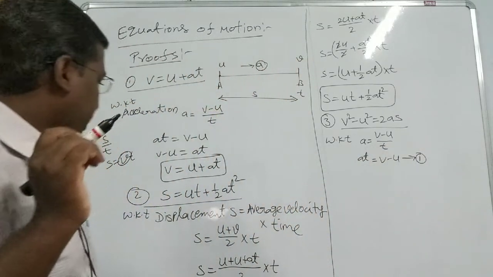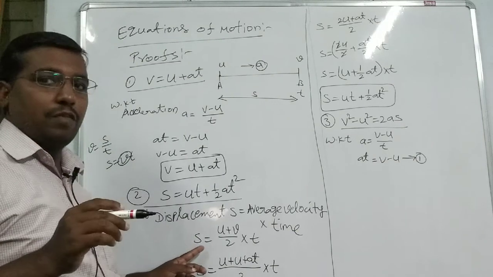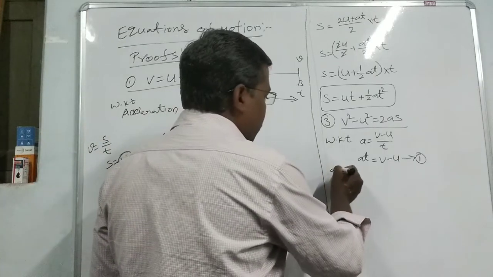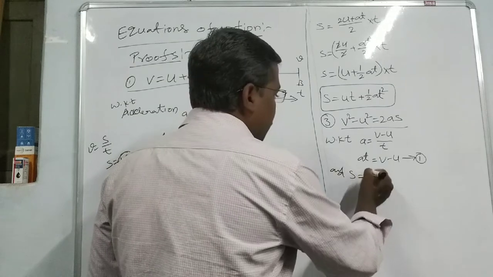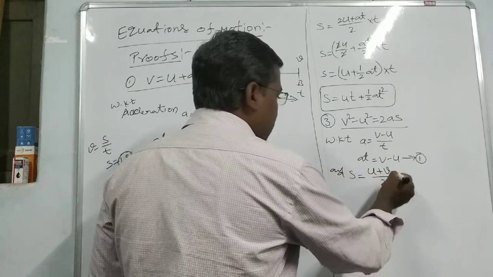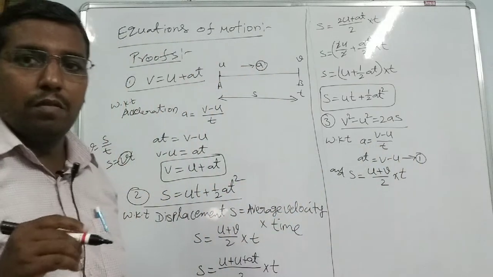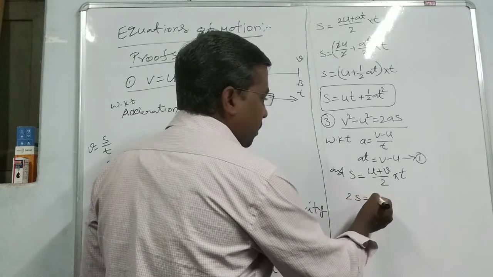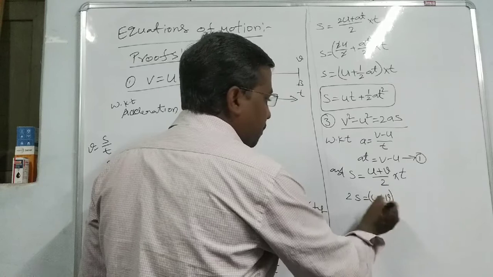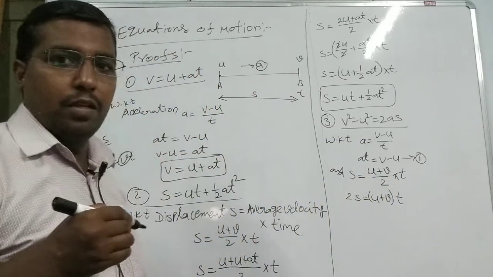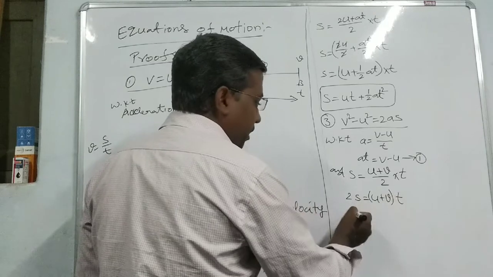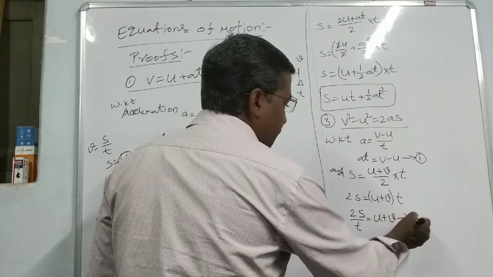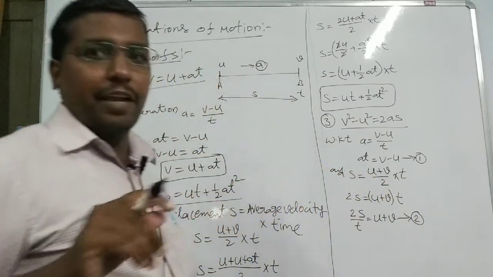Also we take the second one. In this, displacement s equal to u plus v by 2 into t. Again by cross multiplication, 2s equal to u plus v into t. Moving t to this side, 2s by t equal to u plus v. This is for the second one.